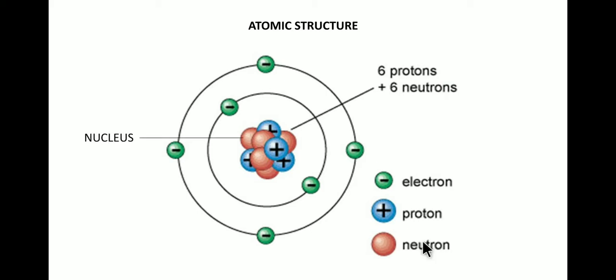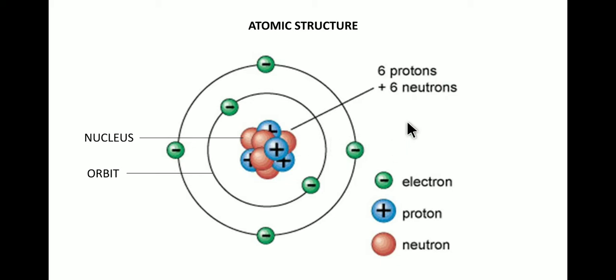The nucleus, the core of the atom, contains the protons and the neutrons together, and the electrons, which are negatively charged particles, always move around the nucleus in the orbit. So these are the orbits where the electrons revolve around the nucleus, just like the planets move around the sun.